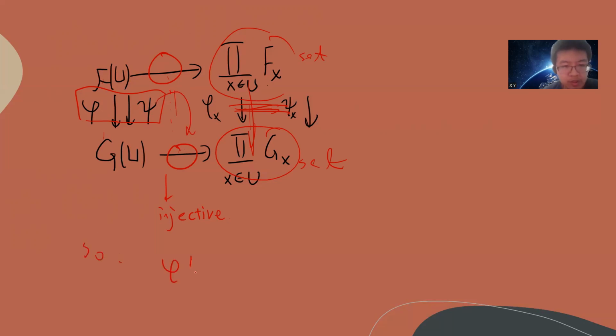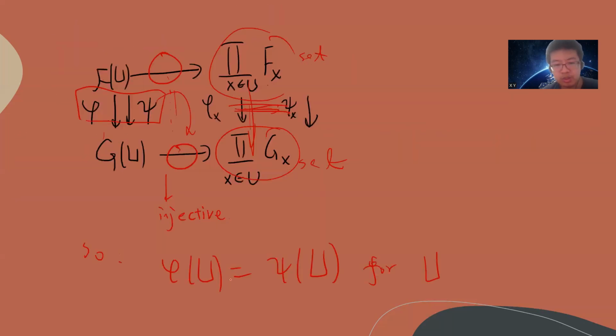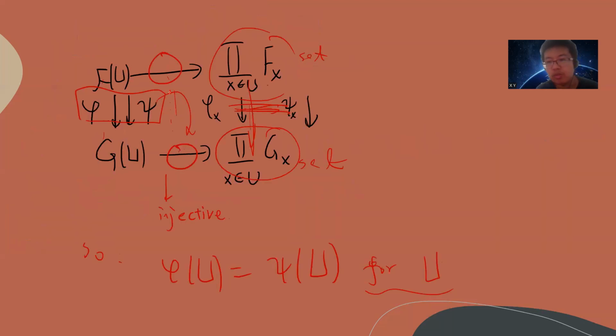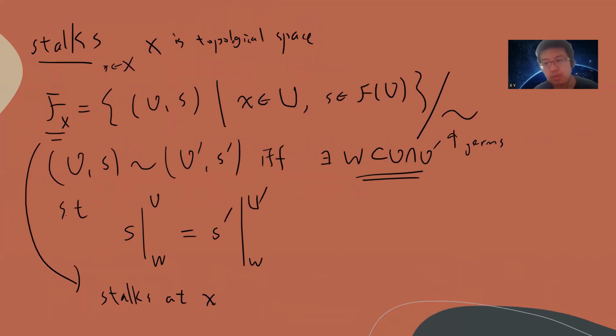So phi_U equals psi_U, and we're asking that for every x, which means this is true for every open set. If you have two morphisms that induce the same set maps on every stalk, then they will have the same map on every open set, just by injectivity between these two maps. I think these are basic properties of stalks that people will keep using. Okay, see you guys next time.